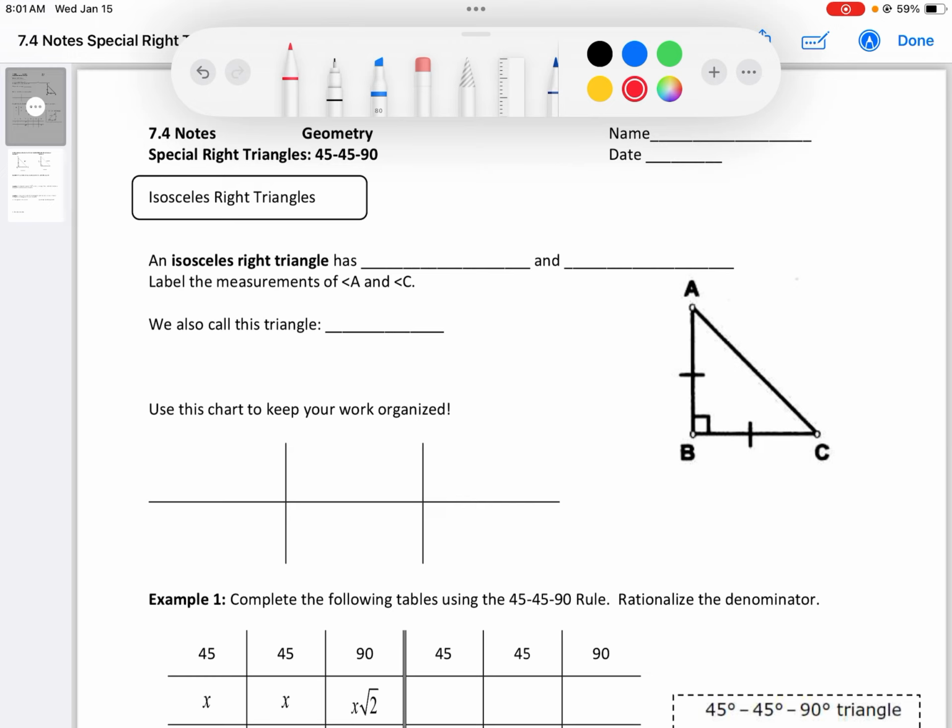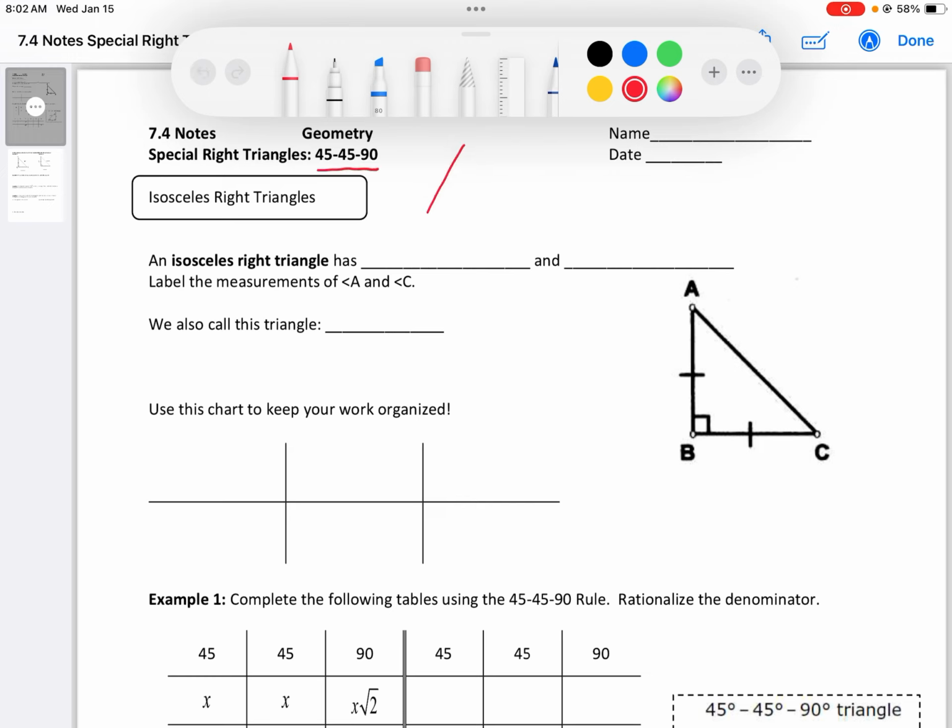Still talking about triangles, right triangles specifically, triangles that have at least one 90-degree angle. And today we're going to be talking about what's called a special triangle. There are a couple types of special triangles, but this one specifically is the 45-45-90 triangle.